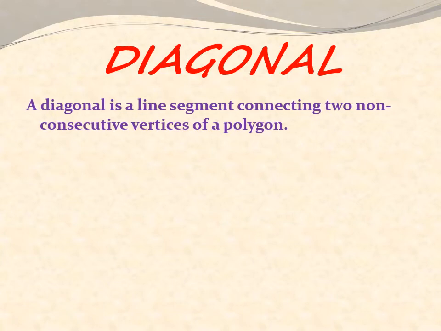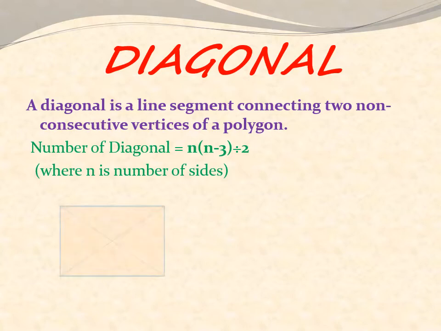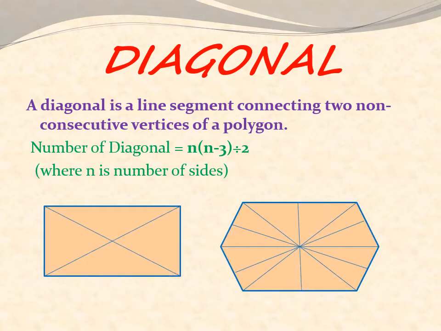Next is a diagonal. A diagonal is a line segment connecting two non-consecutive vertices. The number of diagonals can be calculated by using the formula n(n minus 3) divided by 2.